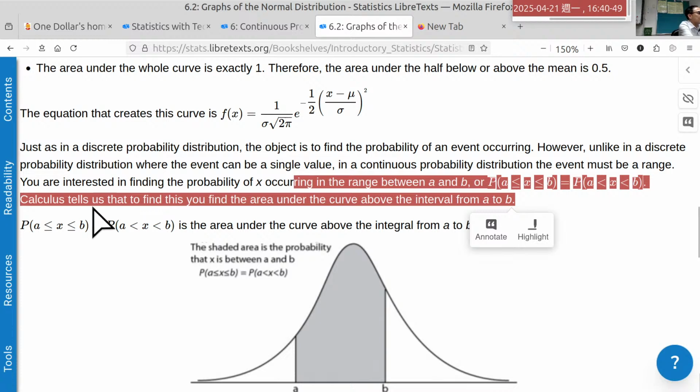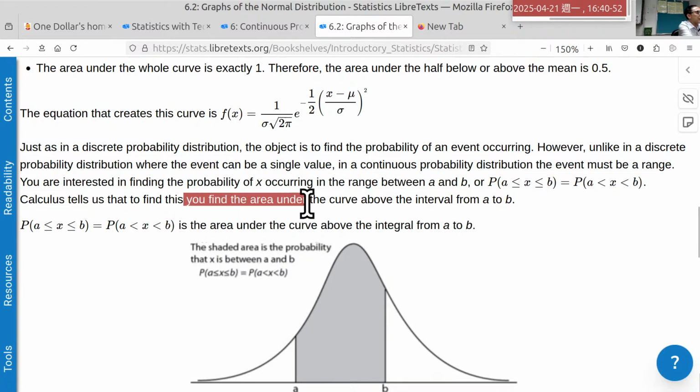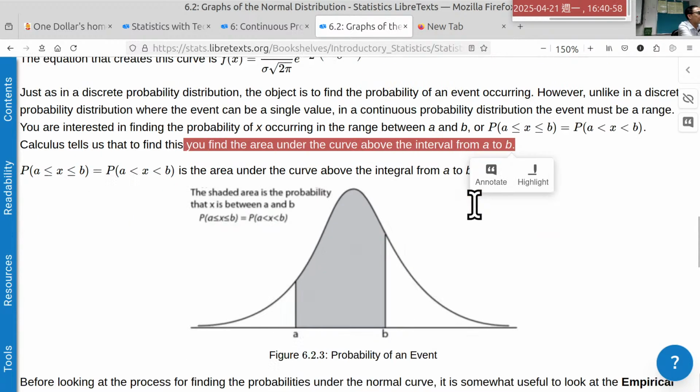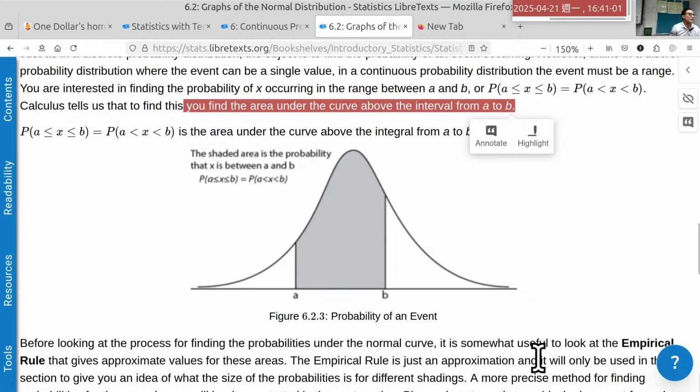Then calculus tells us that to find this, you find the area under the curve above the interval from A to B. Can you read this? Previously, we considered the discrete case. In 6.1, we discussed the uniform distribution. And this one is continuous, the normal distribution. Now the shaded area is the probability that X is between A and B.